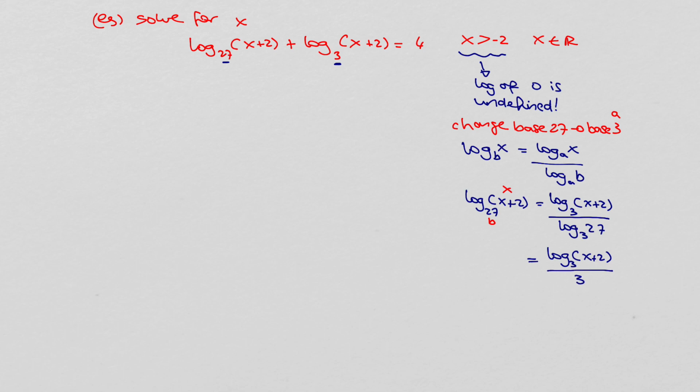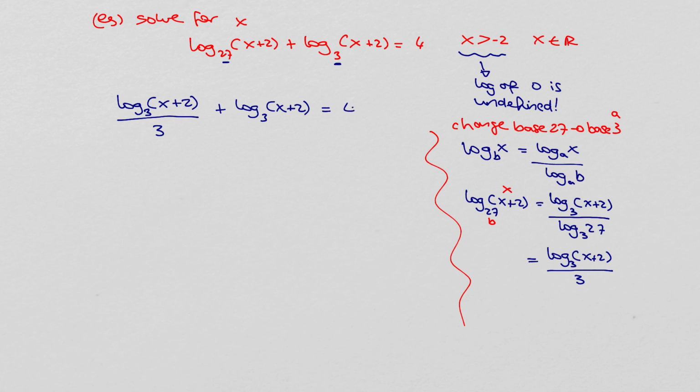So now if we go back to our equation, instead of log x plus 2 to the base 27, we can now write log x plus 2 to the base 3 divided by 3 plus log x plus 2 to the base 3 equals 4. I can't apply my log rules just yet because I have this divided by 3. So I'm going to multiply across every term by 3 to get rid of the fraction. So that gives me log x plus 2 to the base 3 plus 3 log x plus 2 to the base 3 equals 3 times 4, which is 12.